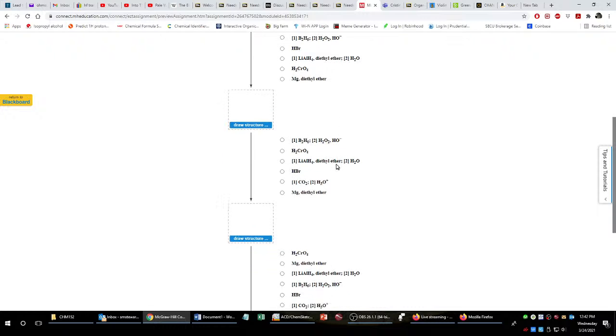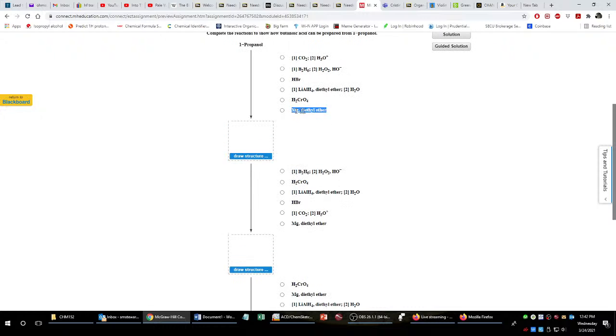And it looks like they're implying here, so Mg in dimethyl ether, this is the recipe for a Grignard. Chromic acid is oxidation, this is reduction, HBr would be a substitution. This would be hydration of a double bond or an alkene. And we're going to get back to this CO2, but this is actually a reaction you did with the Grignard reaction, when you made benzoic acid.